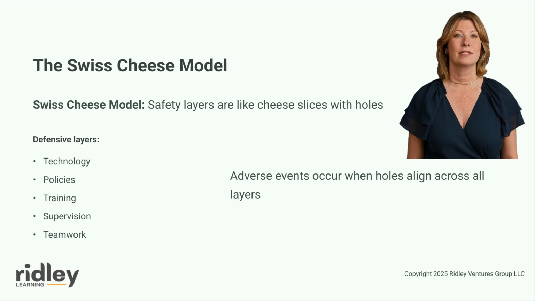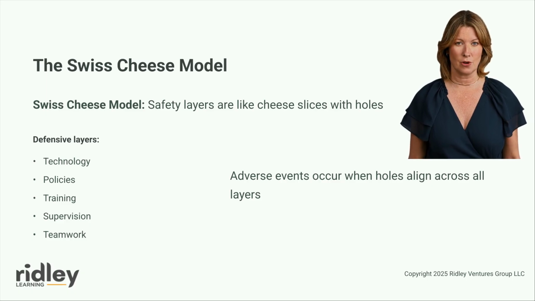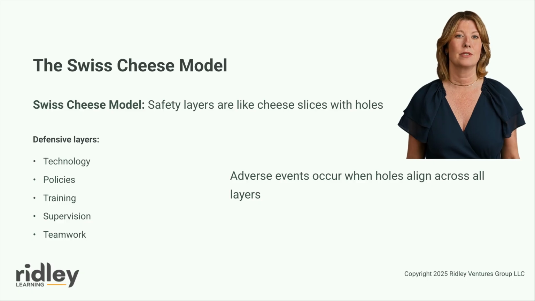Each slice represents a layer of defense or a barrier designed to prevent a hazard from reaching a patient. These defensive layers are diverse and can include several categories. Technology, such as computerized physician order entry with clinical decision support, barcode medication administration systems, and smart infusion pumps. Policies and procedures like mandatory surgical timeouts, protocols for medication reconciliation, and staffing policies.